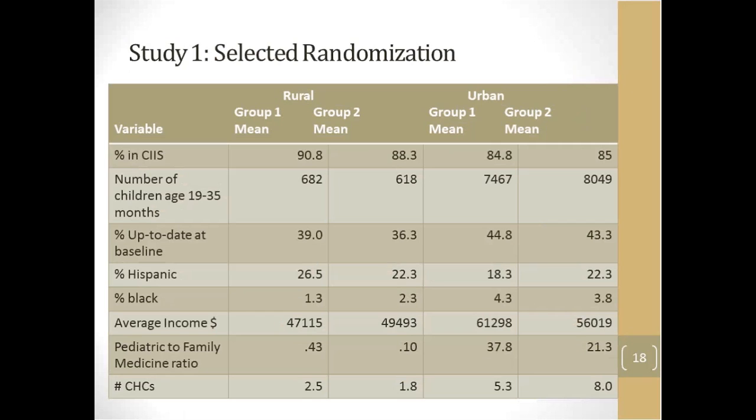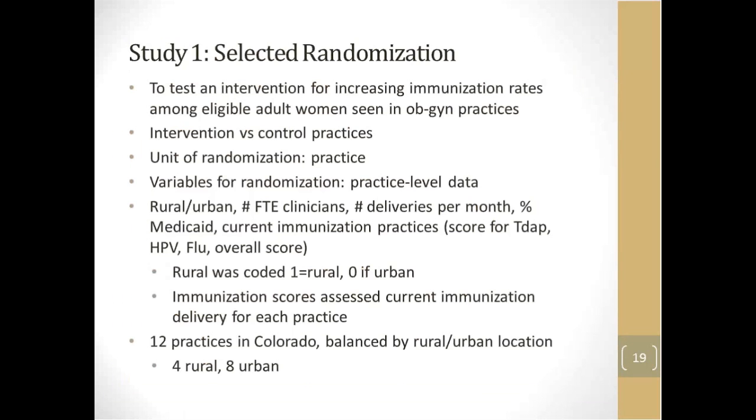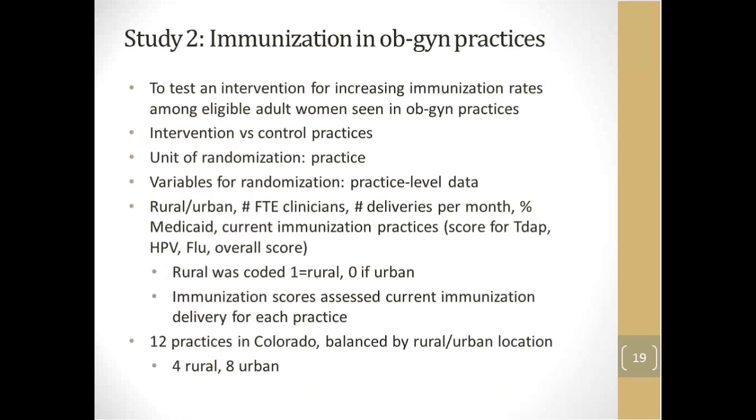Now going on, the next study where we used this method had to do with immunization in obstetric and gynecology practices in Colorado. And we are testing an intervention for increasing immunization rates among eligible adult women seen in OB-GYN practices. We have intervention and control practices. The unit of randomization here is the practice. The variables that we selected for randomization, now in this case, we selected rural-urban and included it as a randomization variable.